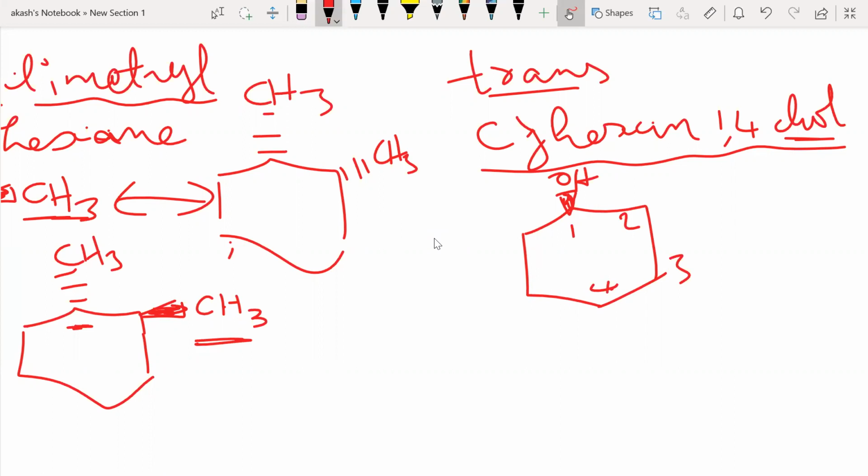Right. Now you have put the first OH pointing towards you. Now there is no other choice. If it is trans, you have to put the next OH pointing away from you. That's it. If it was cis, this also would have been pointing towards us. That's what is geometrical isomerism. Understood?